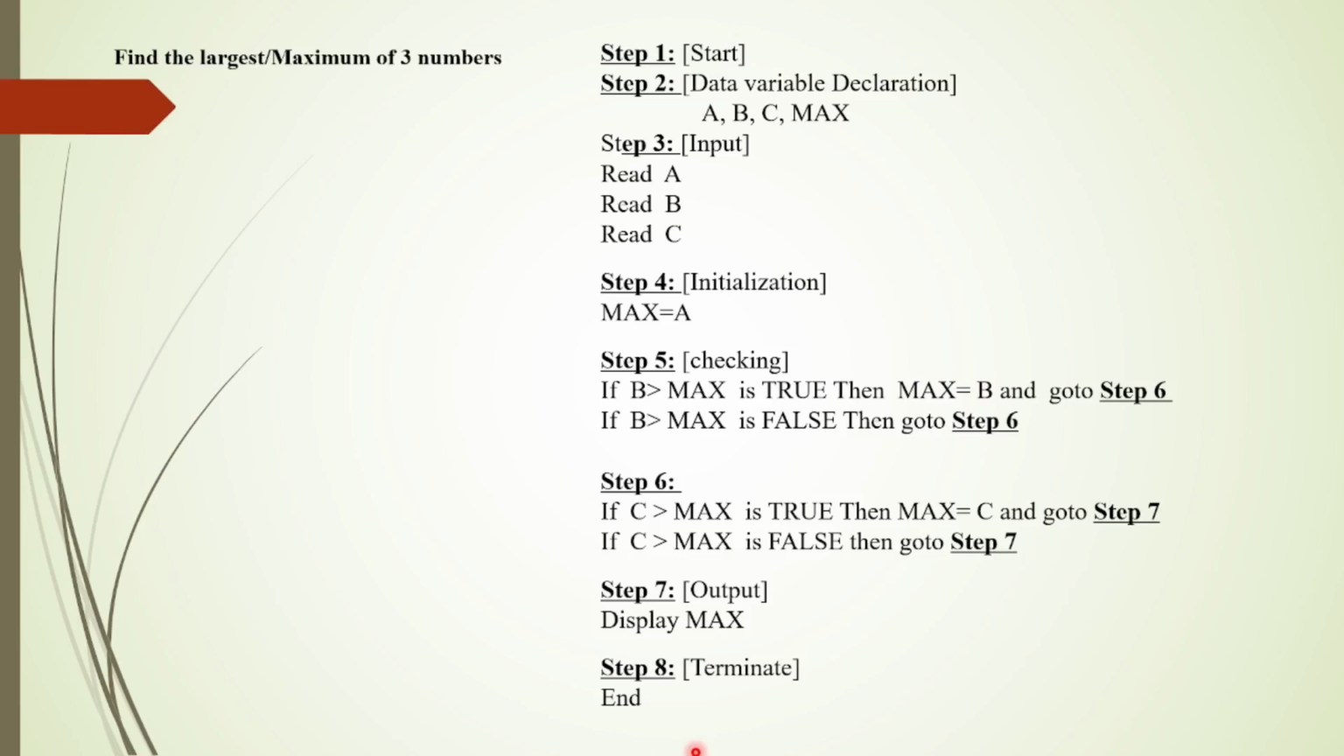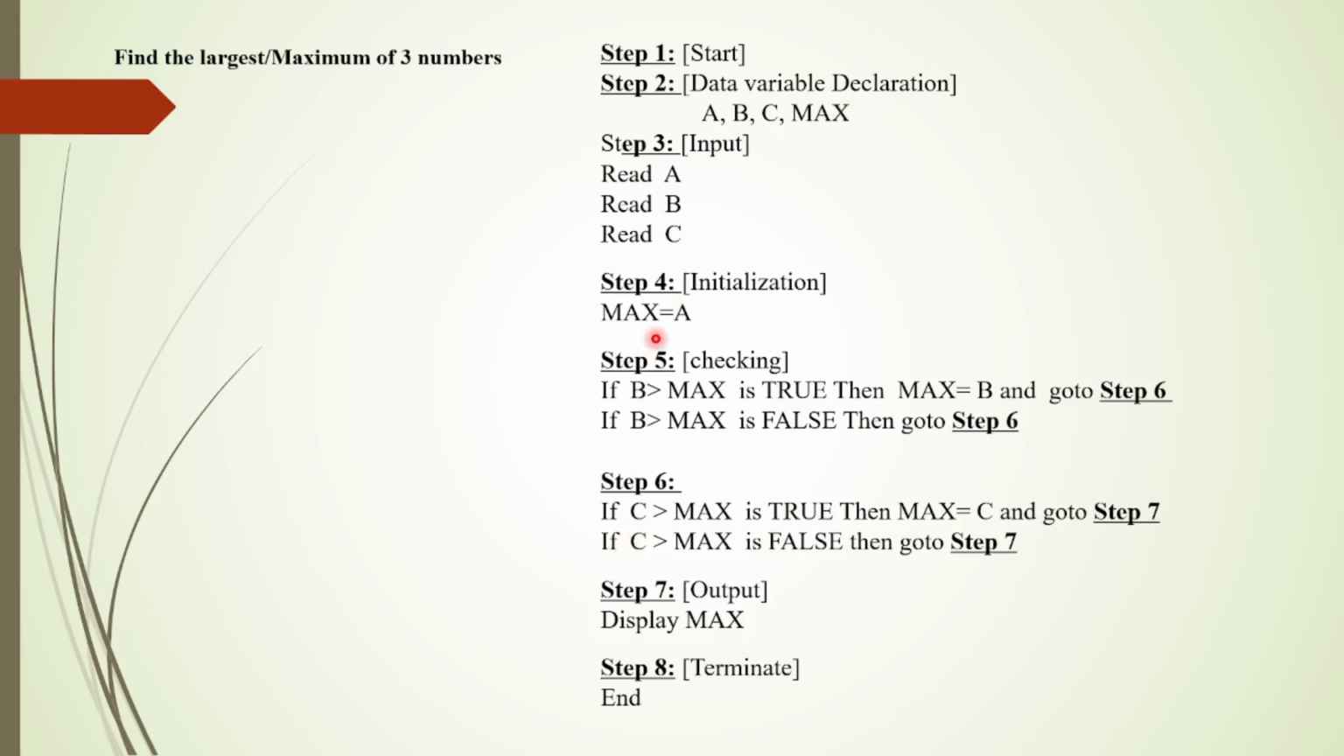Now our third program. So what is this third program? It is to find the largest of three numbers. Before that, we have seen minimum of two numbers. So this is going to check the largest of three numbers. Again, I said start. Then I'm using three numbers, right? So A, B, C, and largest, so I'm using max. Then what is my step 3? Reading all the three numbers.